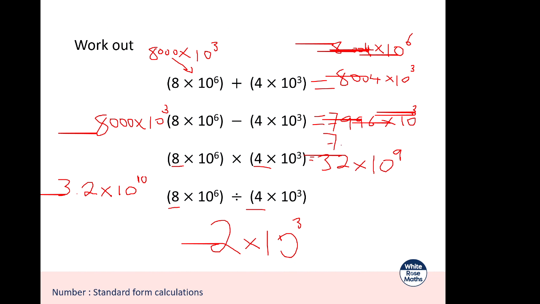Here it actually says work out, so it wants it as a normal number, but me personally, I'll leave it in standard form just for good practice. In the exam, guys, if it says work out, give your answer as a normal number. So, does that make sense, guys? Are there any questions?